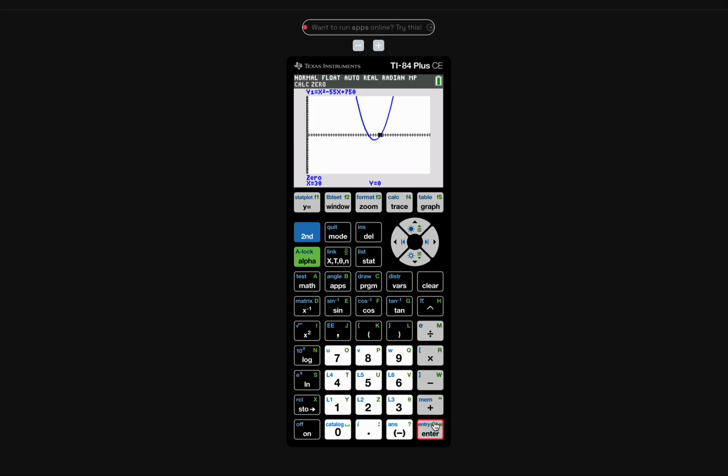So this means that there's two zeros, which are x equals 25 and x equals 30.